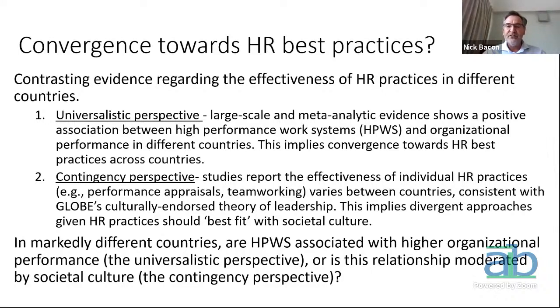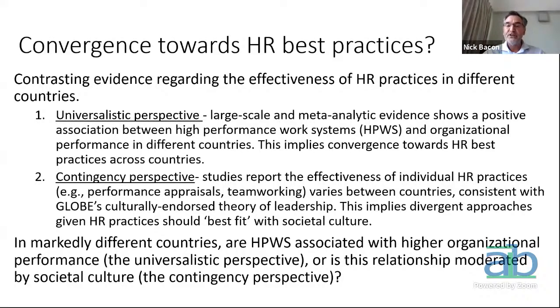And this contrasting evidence is summarized largely by two different perspectives. On the one hand, a universalistic perspective, and on the other hand, a contingency perspective. Now, the universalistic perspective has become very dominant within the field of strategic human resource management. For the last 25 years, the field has developed large-scale and convincing meta-analytical evidence showing that there is an association between high-performance work systems and organizational performance.